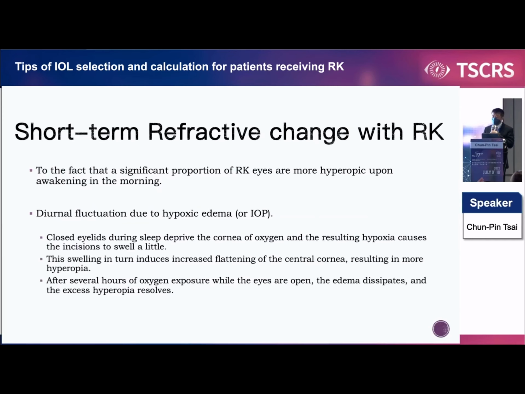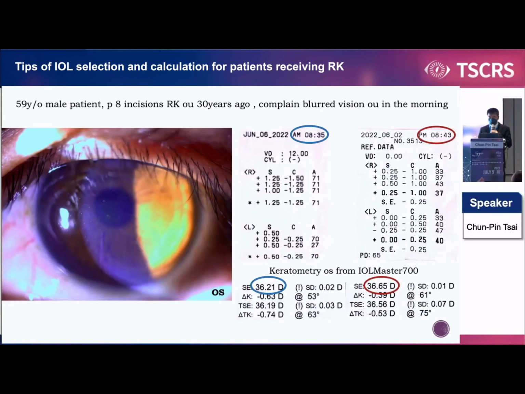In addition to the hyperopic drift, RK eyes' refraction may also fluctuate throughout the day, making the intended refractive goal a moving target. A significant proportion of RK eyes are more hyperopic, especially in the morning. This diurnal fluctuation is due to hypoxic edema and intraocular pressure change.